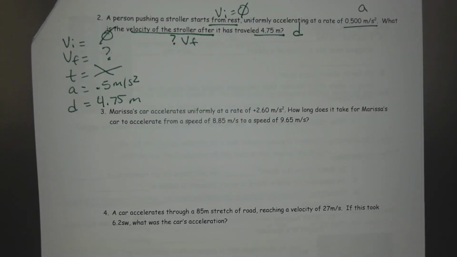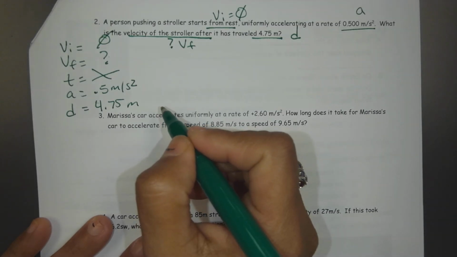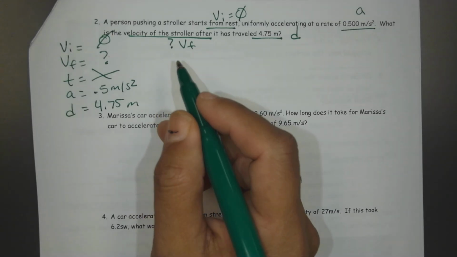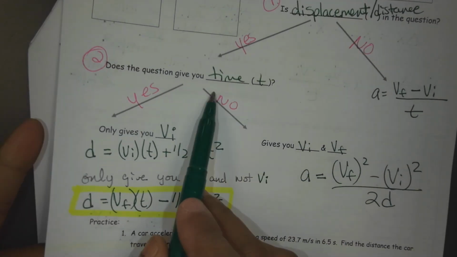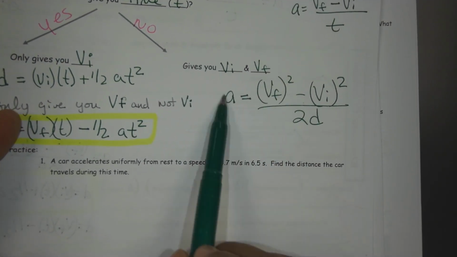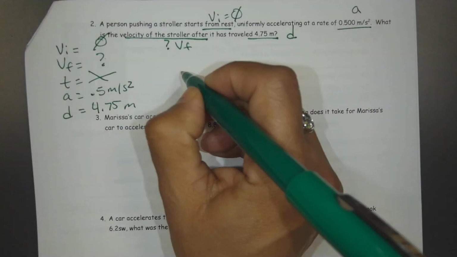When I label my variables from here on out, because we use this a lot, I put an X on what they did not give me. I put a question mark on what I'm looking for, because it's going to become a little bit harder next week with our notes. Alrighty? Oh, good. So I agree. I saw the head shake. No, time was not given to me. That means my flow chart says this is my equation. So let's write that in.